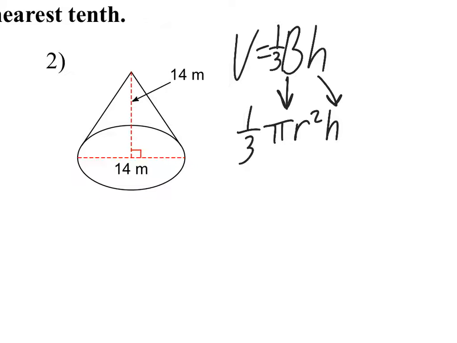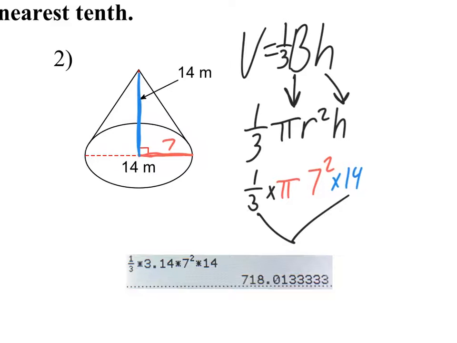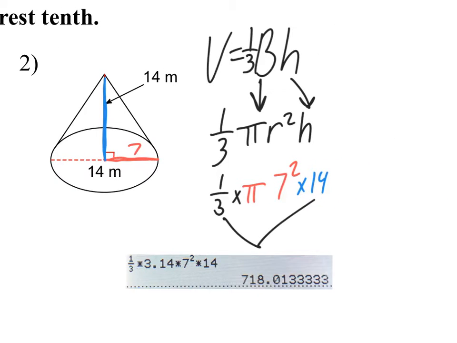So for our circle, we're going to do pi r squared. Our radius, only halfway across the circle on this one, would be 7. So our radius is going to be 7 squared. Our height, distance from the top to the center, is 14. And we do that times the 1/3. And again, I'm going to plug this in the calculator and get a value back out. There's how I typed it into the calculator, and we get 718 meters cubed.